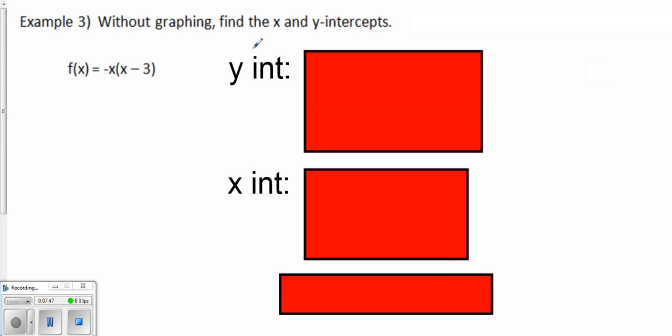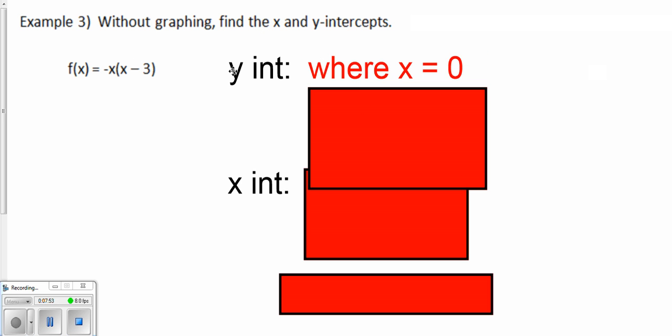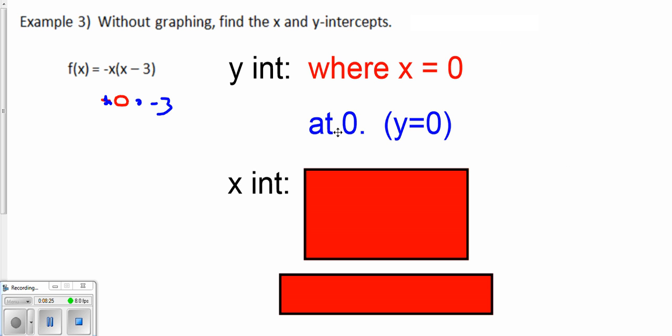Without graphing, find the x and y-intercepts. Well, again, good thing we figured out how to do that. The y-intercept is going to be where x equals 0. So we're literally just going to plug in x equals 0 into these cases. If x was 0 right here, we'd have -0 times, if x was 0 right here, 0 minus 3 is going to be -3. So -0 times -3. Well, you can't really have a -0. It's the same thing as a regular 0, but 0 times -3 is just going to be 0. So our y-intercept is right there at 0, so we'd say y equals 0.